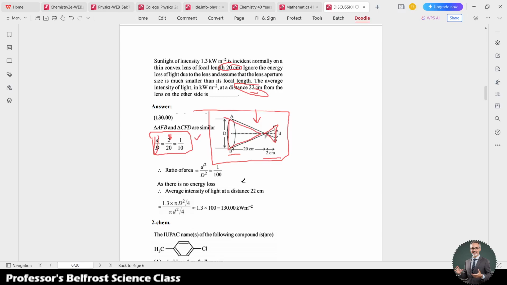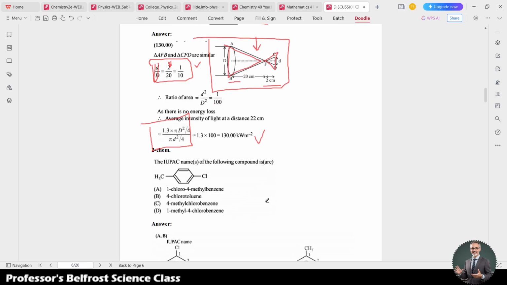And as there is no energy loss, then the average intensity of light at distance 22 centimeter from the lens can be expressed using this formula, okay? See, because it says that the incident intensity is 1.3. You can just compare it using the ratio, okay? So it must be greater, right? Okay, it must be magnified by the reciprocal of the ratio, which is 1.3 times 100, which is 130 kilowatt per meter square. So this is the answer.